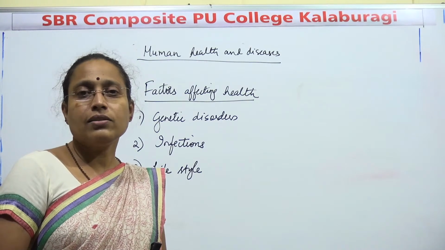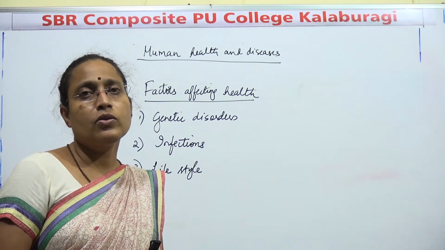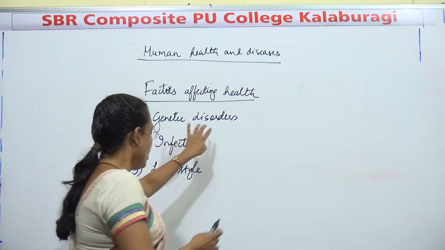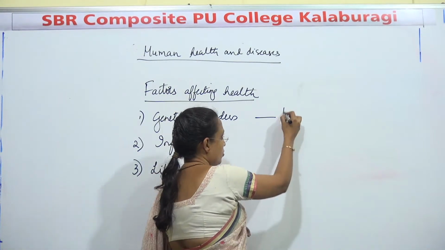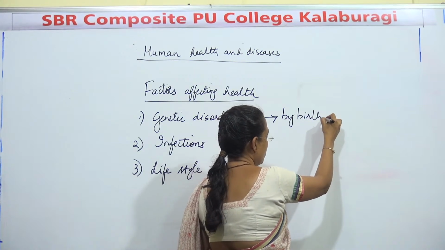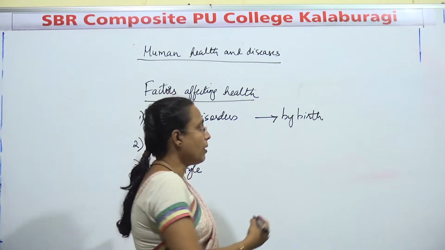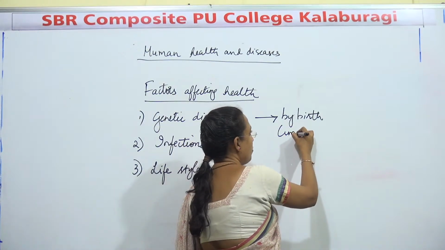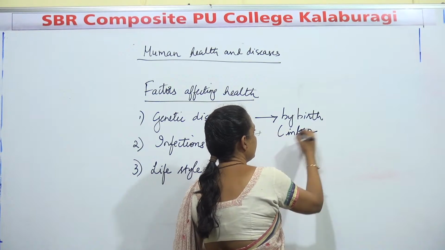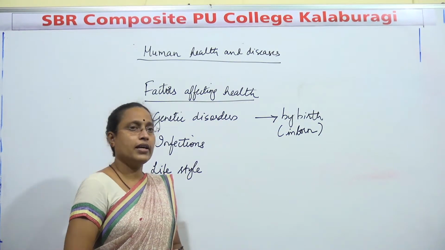In genetic disorders, certain diseases will appear in an individual by birth itself. So those disorders are called genetic disorders. So first point, they occur by birth itself. Since these diseases occur by birth, they are also called inborn diseases, or diseases occurring by birth.